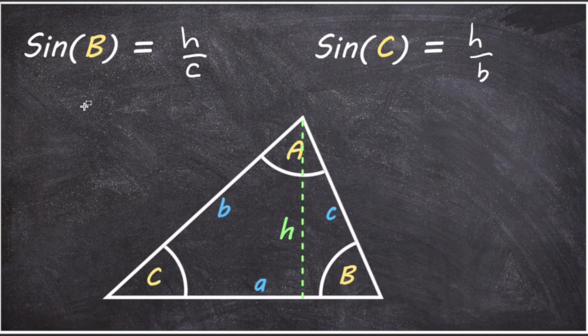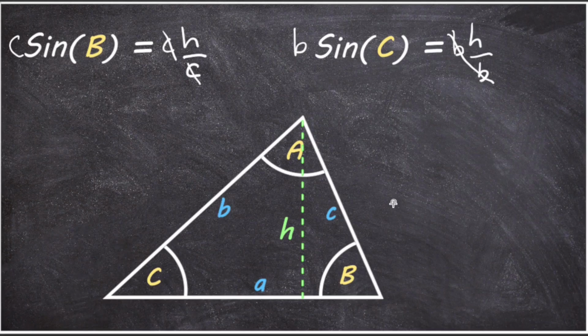Now for this equation containing sine b, if I multiply both sides of it by c, these two cancel, and that leaves c sine b equals h. And for the equation that has sine c on the left hand side, if we multiply both sides by b, we get b sine c on the left hand side, and the b's cancel on the right hand side, so b sine c equals h. But also c sine b equals h, which is obviously the height.